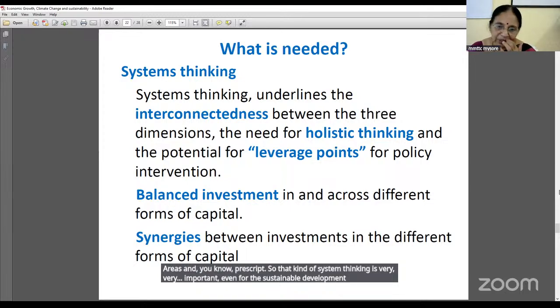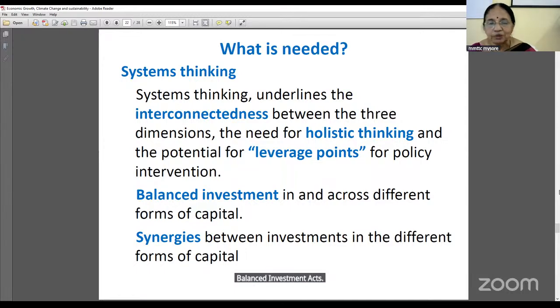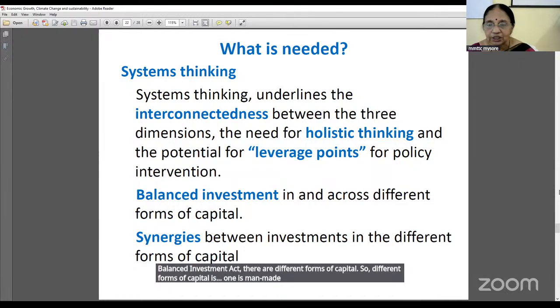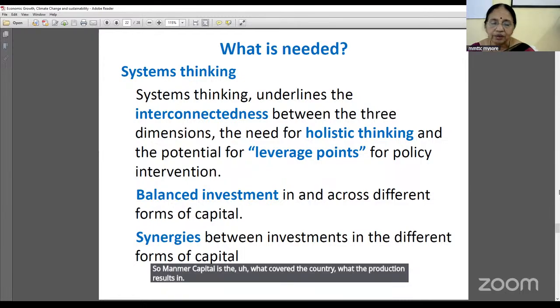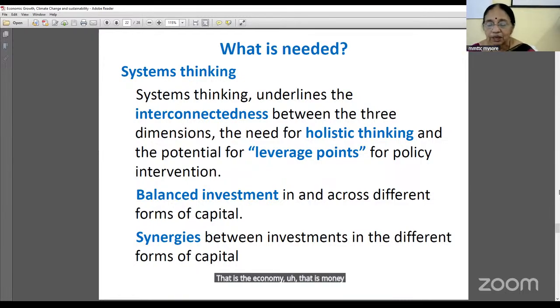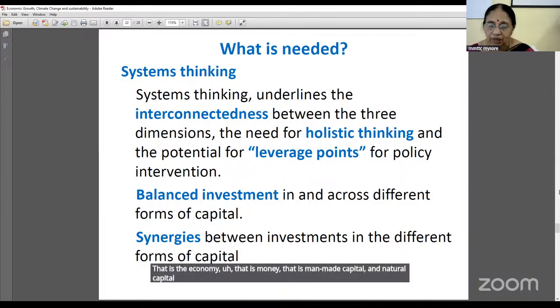So that leads to what is called balanced investment. There are different forms of capital: man-made capital, natural capital, and social capital. Man-made capital is what the country's production results in, that is the economy, that is money. Natural capital is natural resources. And social capital is the bonding among the people.